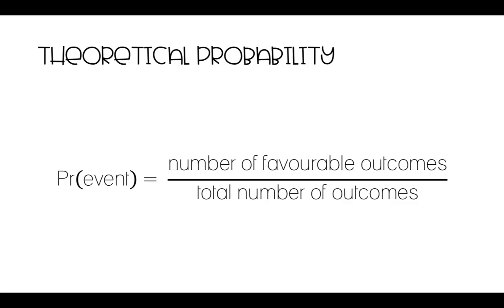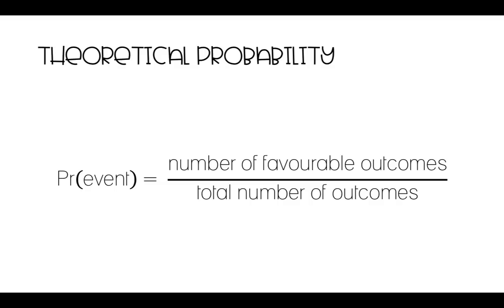So theoretical probability, what is it? When we talk about theoretical probability, what we're referring to is that exact number that explains the probability. So where does it fall exactly on that probability scale that we looked at last lesson?